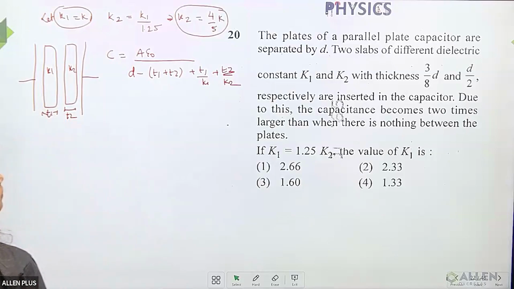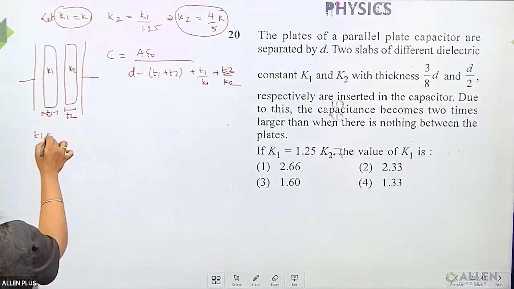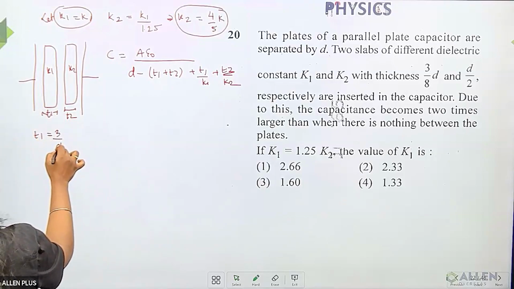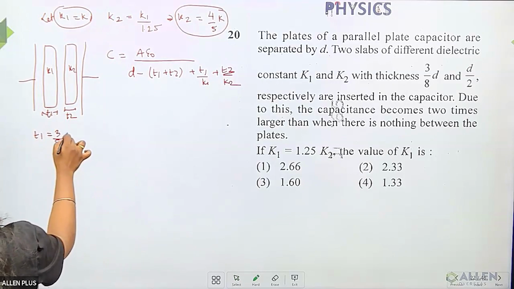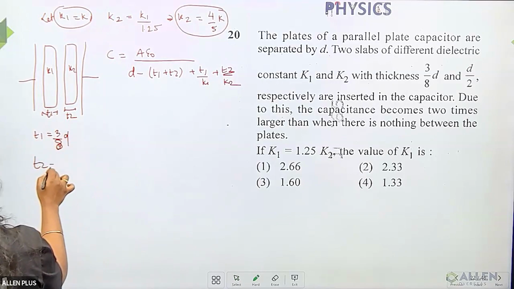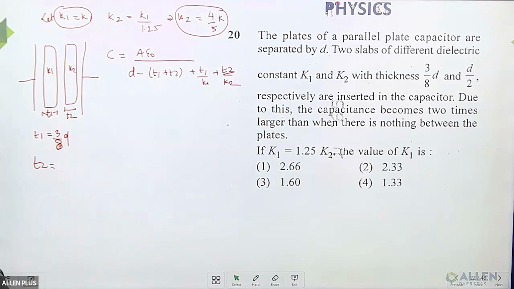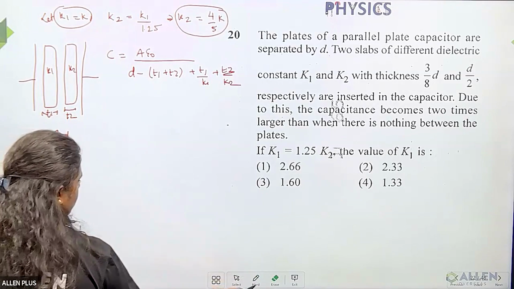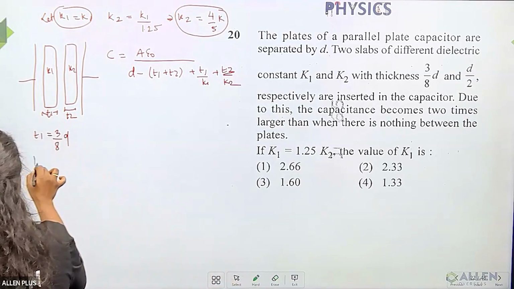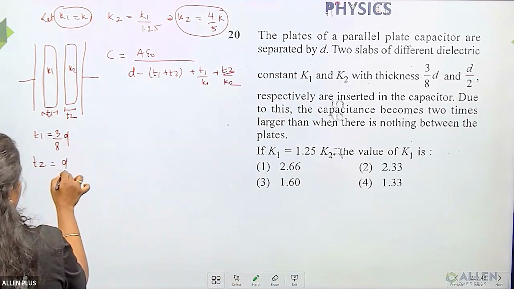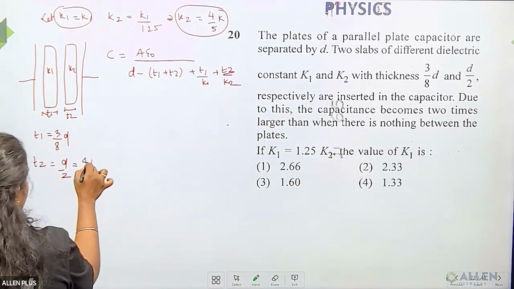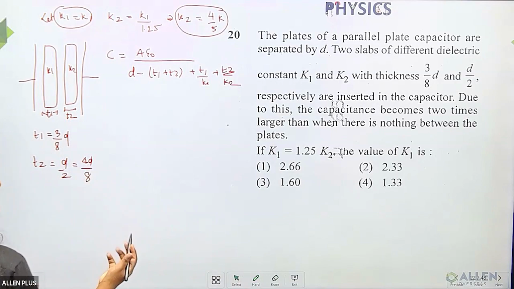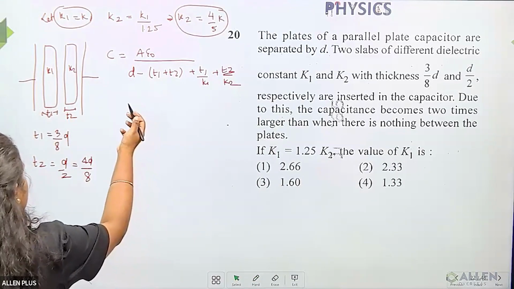Now, what is the value of T1? T1 is equal to 3 by 8 D. T2 is given as D by 2. In terms of 8, if it is there in the denominator, that will be convenient. So T2 is equal to D by 2, let me put it as 4D by 8. It will be easier for my simplification. Put all those values over there.